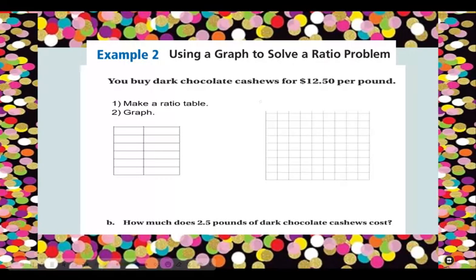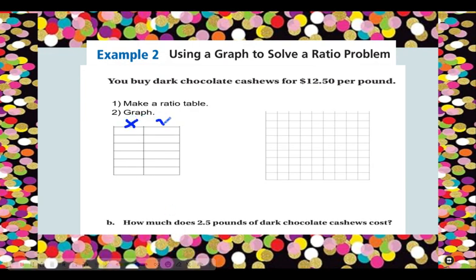Okay, this time we have to make a ratio table. So we buy dark chocolate cashews for $12.50 per pound. Okay, so we have our X and we have our Y. The cost is always going to be our Y value. The X value is going to be our pounds, right? LBS for pounds.